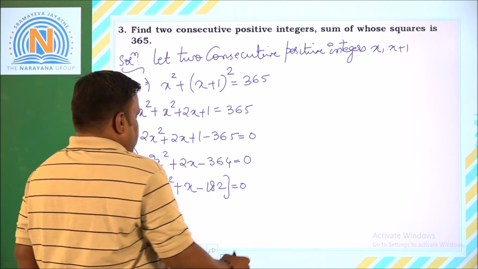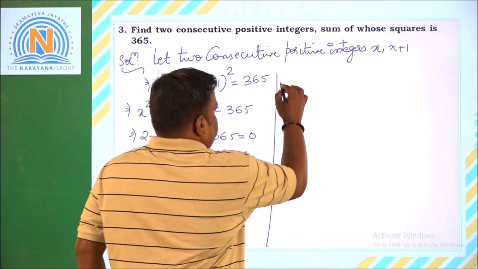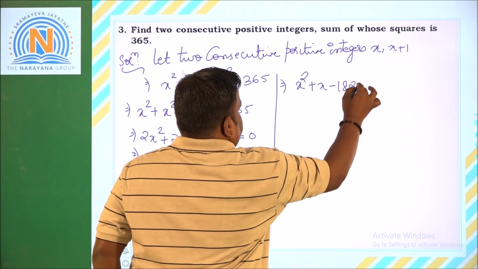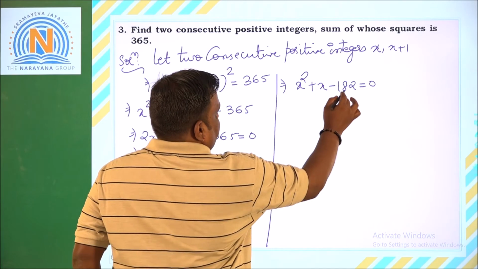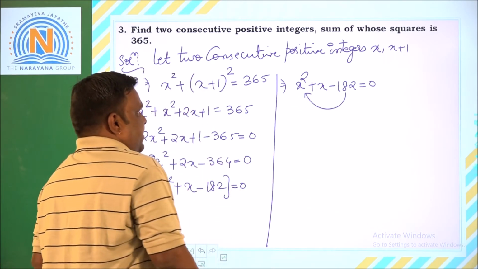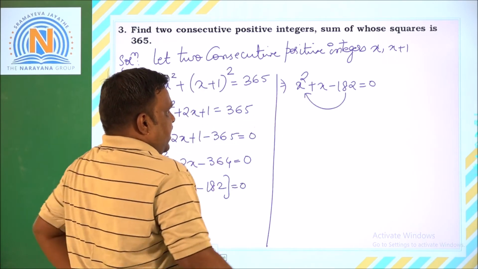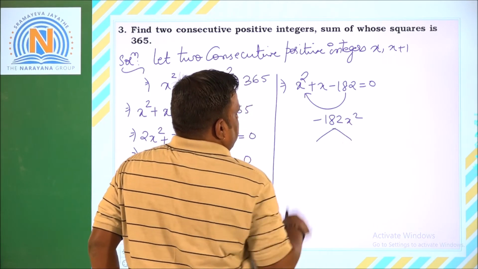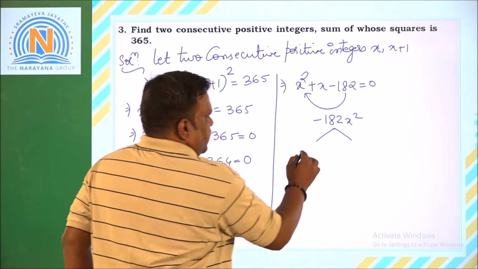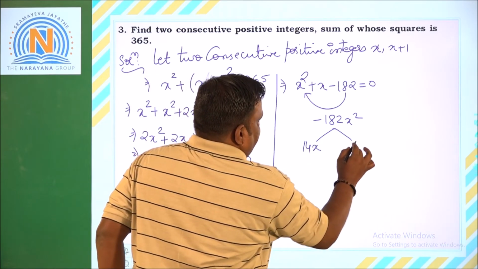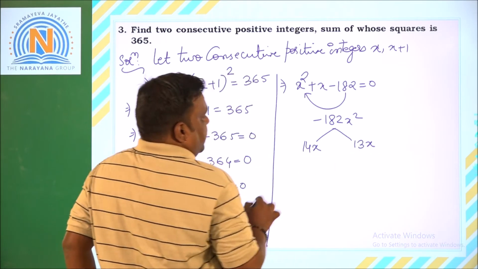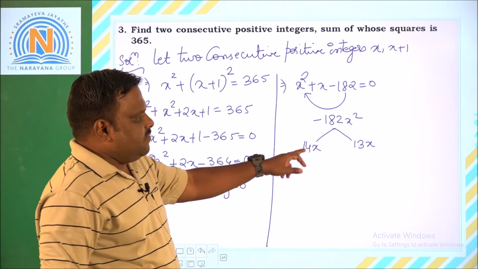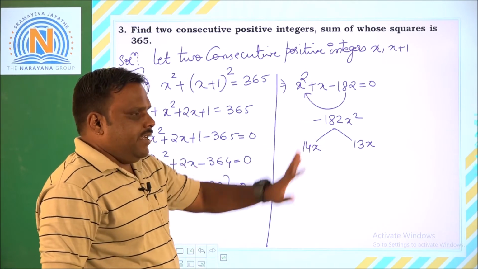Okay. So now the next step here, it will be x square plus x minus 182 equal to 0. So we have to find out the value of x again by factorization. So multiply first and last term. I will be left with minus 182 x square. So I have to find out the factors of 182. It is 14x and 13x. 13 4s 52, 13 1s 13 plus 5, 18, right? So 14x minus 182x square is 14x and 13x.